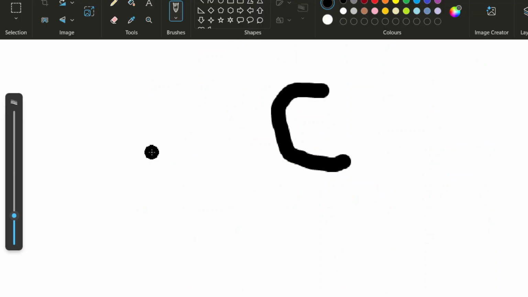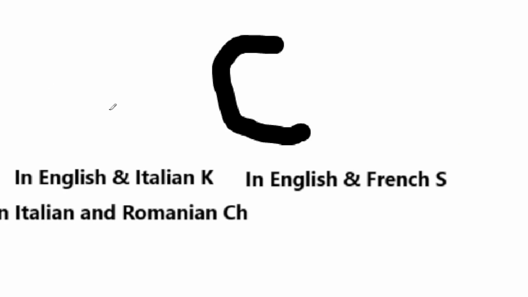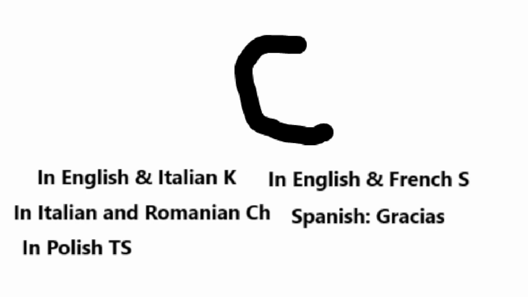For example, the letter C. In English and Italian it makes the K sound. In English and French it makes the S sound. In Italian and Romanian it makes the Ch sound. In Spanish, I'm not really too sure what sound this is. I usually say it's gracias, but I think it's a different sound. I'm not even too sure this is the correct spelling. I hope it is, but yes, that's a different sound. In Polish, it makes the t sound.